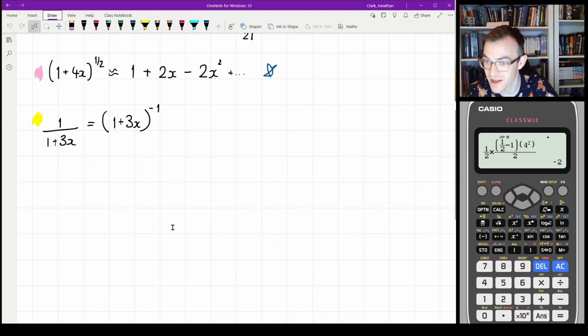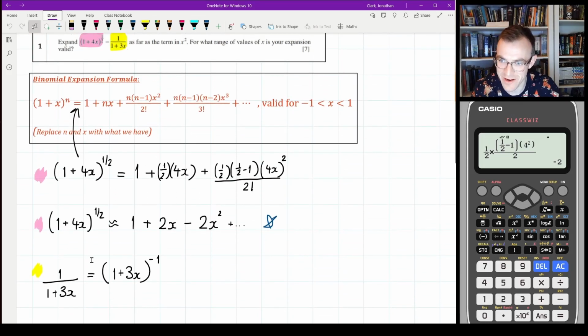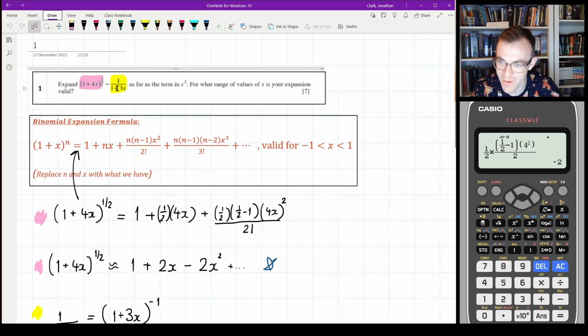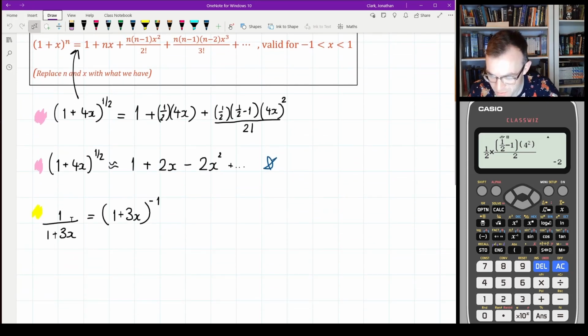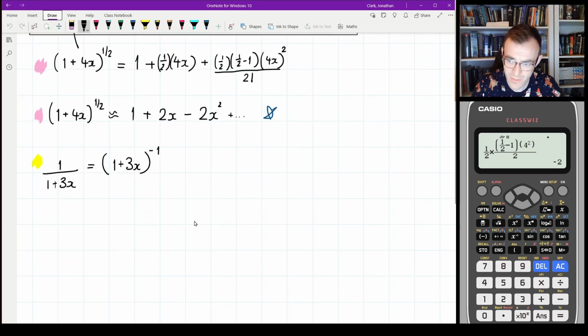Segueing into the first cut of the video, I made a typo, did it wrong. So this time I've written it down right. So it's 1 over 1 plus 3x. I did a minus before, which I've got here, and I've rewritten it as 1 plus 3x to the power of minus 1. So I'm going to go ahead and expand that now using the exact same technique as previous.